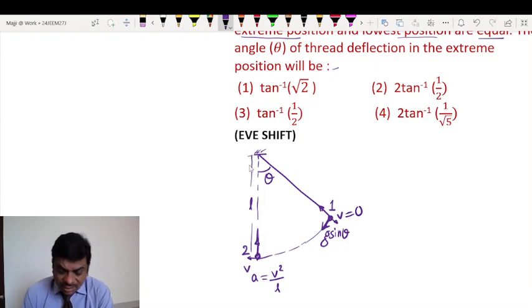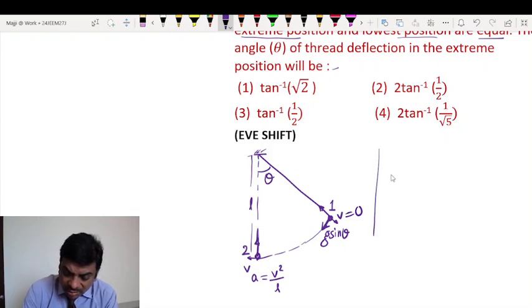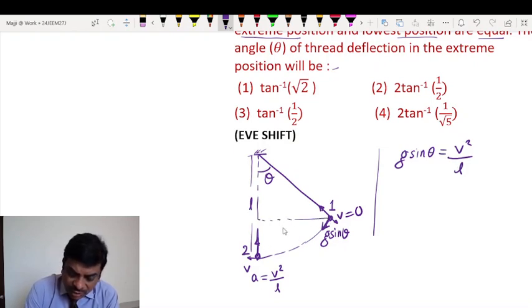Is it clear, students? V square by L. So as per the question, both the accelerations are same. So we can write g sine theta is equal to v square by L. Now if you apply the law of conservation of energy, you can see the height lost is this much, because of which it gained the speed v.